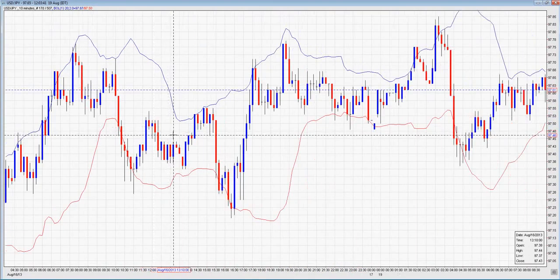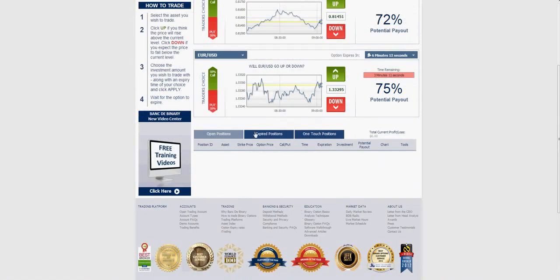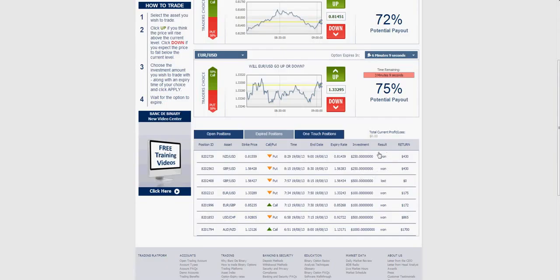Now, this is a very simple strategy. So far, we're doing very nice today. Let me just show you a little bit. Expired positions: one, two, three, four, five, six out of seven. This is only the martingale strategy.